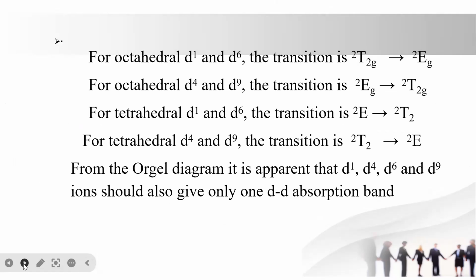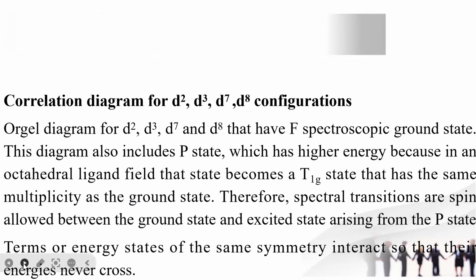In the case of octahedral D1 and D6, the transition takes place from a doublet T2G to doublet EG. For D4, D9 octahedral complex, the transition is from doublet EG to doublet T2G. For the tetrahedral D1 and D6, the transition takes place from doublet E to doublet T2. For D4, D9 tetrahedral, the transition starts from doublet T2 to doublet E. From the Orgel diagram, it is apparent that D1, D4, D6, and D9 ions should give only one absorption band.